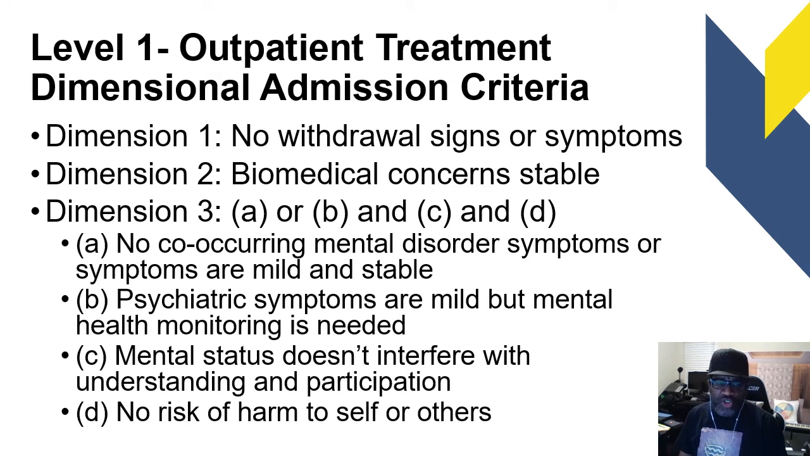Level 1, outpatient treatment, dimensional admission criteria. Dimension 1, no withdrawal signs or symptoms. Dimension 2, biomedical concerns are stable. Dimension 3, A or B, and C and D. A, no co-occurring mental disorder symptoms, or symptoms are mild and stable. B, psychiatric symptoms are mild, but mental health monitoring is needed. C, mental status doesn't interfere with understanding and participation. D, no risk of harm to self or others.